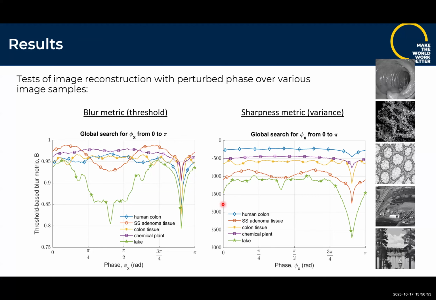The variance metric works as well. They're not quite as sharp at the minimum. So as long as you know you're in a rough range of what the phase delay should be, you can zero in on the exact value to a sub-milliradian phase delay.